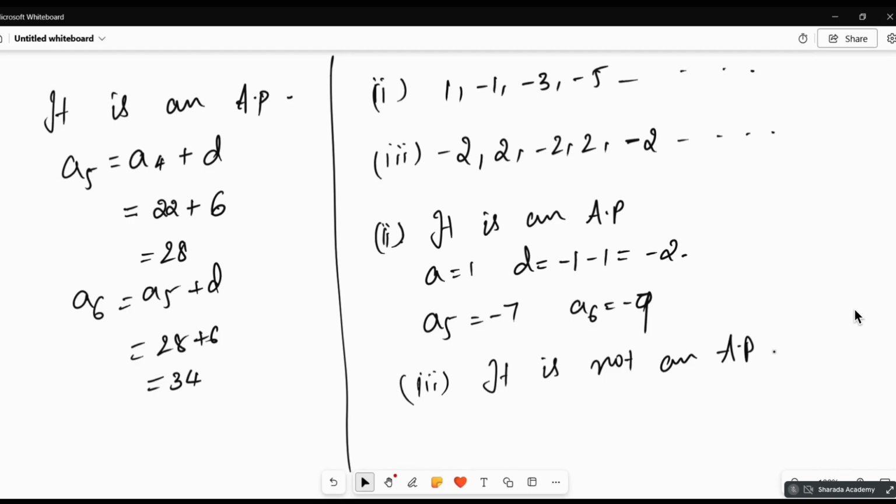So you understood this much, no? We'll start with the exercise. I've written not an AP. Why is it not an AP? See here, this is A2. Wait, everyone has written this much, no? We'll do it here.